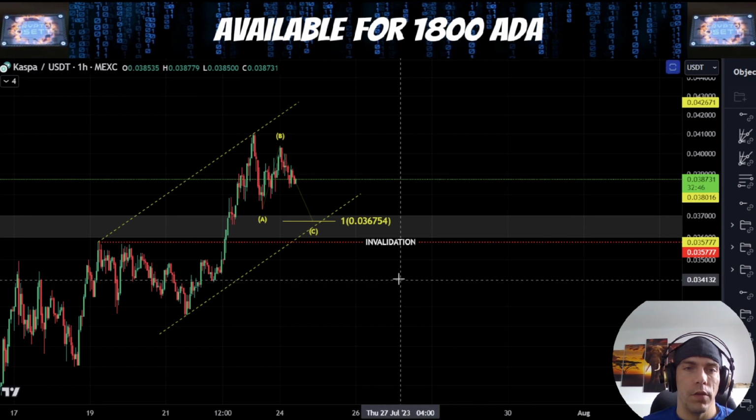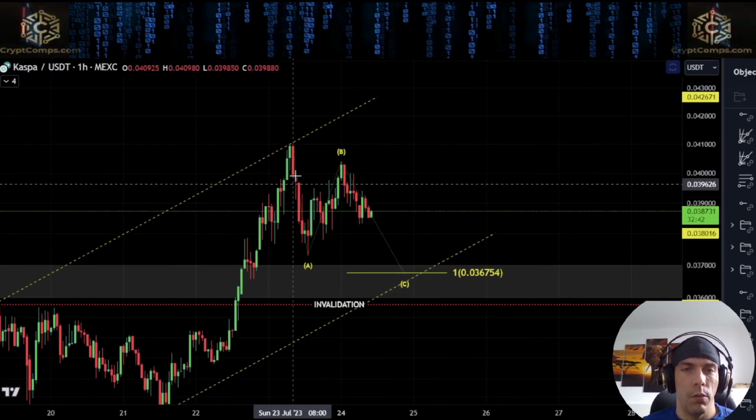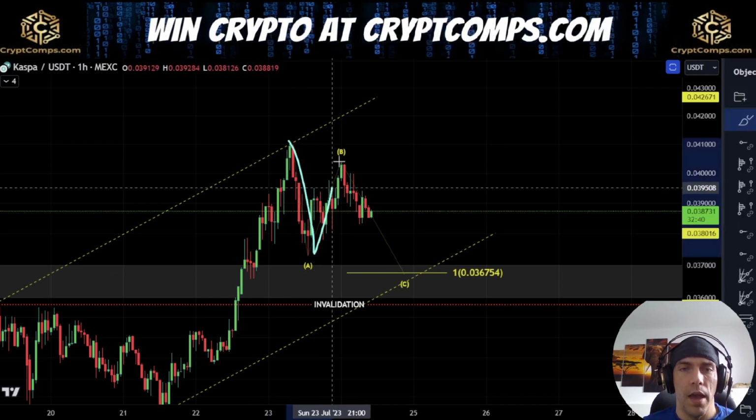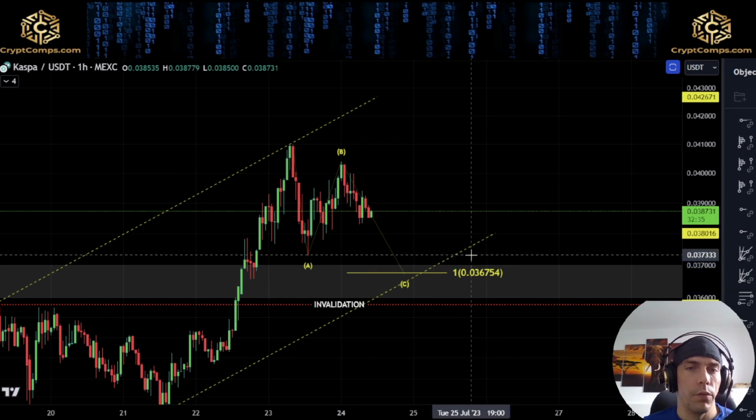If we are looking at this as a 4th wave, effectively what I'd want to see is something along these lines here, where what we'd be saying is that this move here could be A, this could be B, and then we're looking for a C wave. 1 to 1 is this 36754.